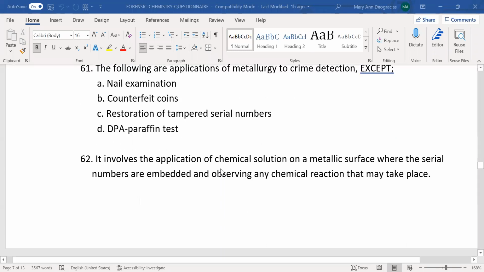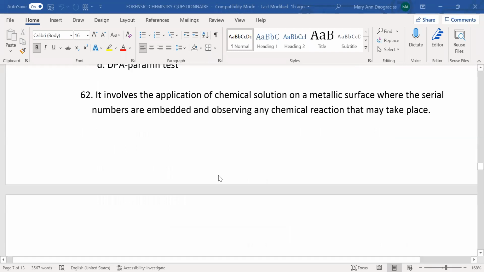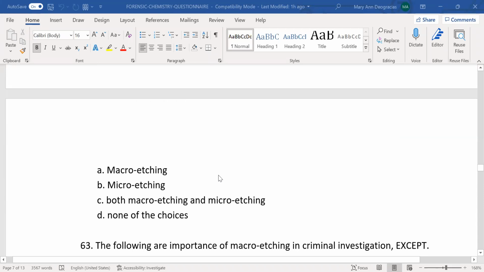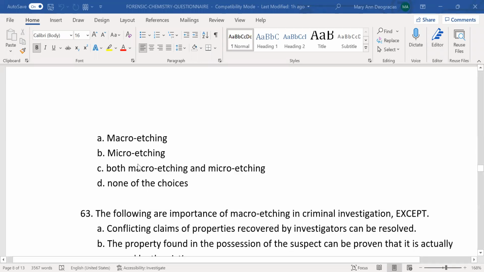62, it involves the application of chemical solution on a metallic surface where the serial numbers are embedded, observing any chemical reaction that may take place. A, macro etching. B, micro etching. Okay, macro etching ang sagot dyan. So it is acid etching method or the macro etching. A micro is a microscopic yan. So mali. All right. So the best answer or the correct answer is the macro etching.